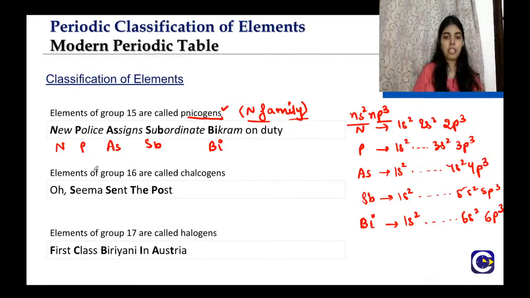Elements of group 16, they are known as chalcogens, right? So oxygen, sulfur, selenium, tellurium, polonium. Mnemonic for this is: O Seema sent the post.